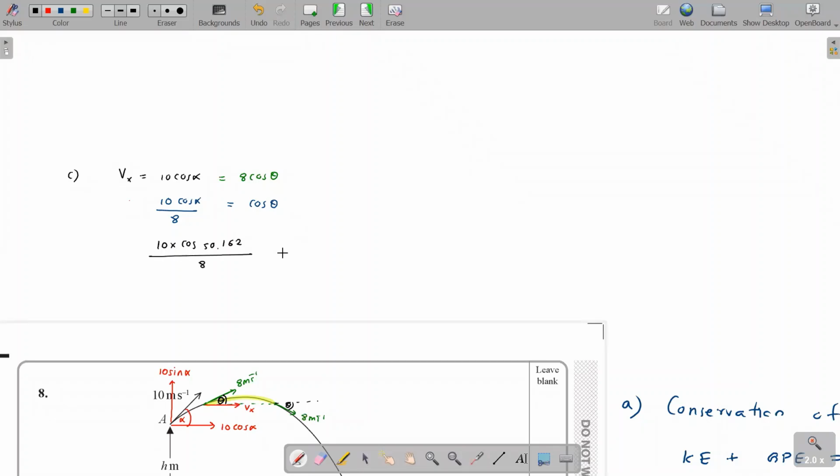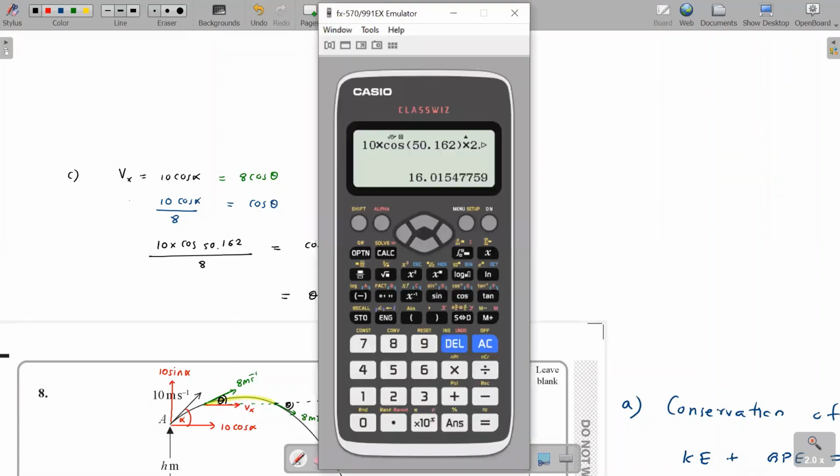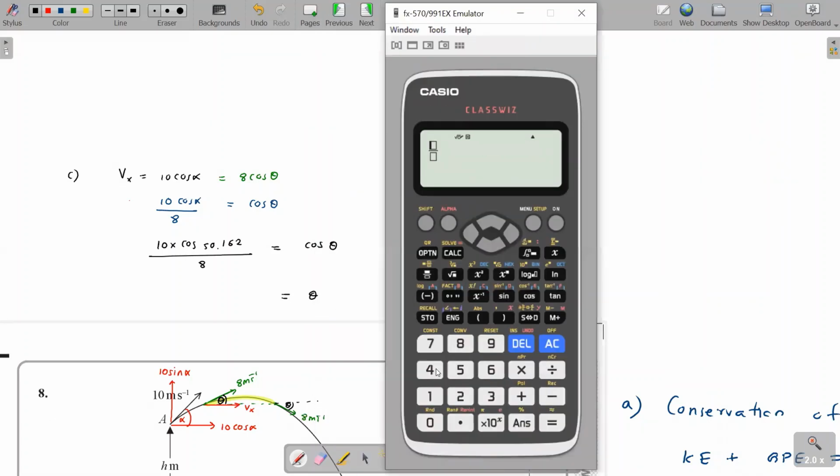So I think it's better if you could use more significant figures. Okay, this is equal to cos theta. So what do we get here for theta? Cos inverse. So I get the ratio 0.800. Then take cos inverse of this answer, right?